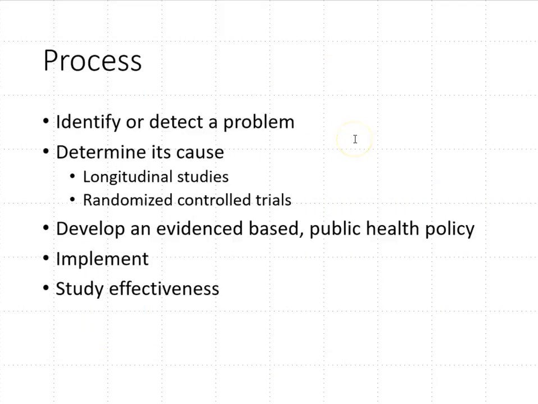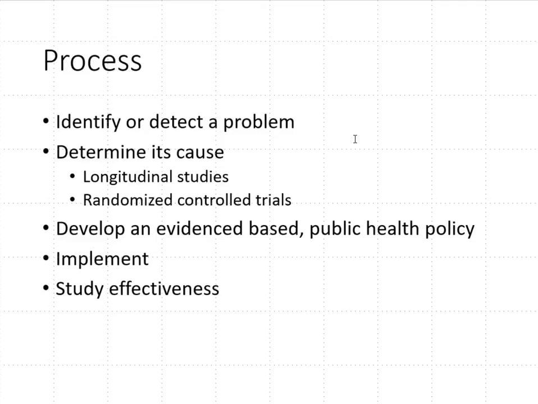The process we talk about is to first identify or detect a problem. A problem comes to your attention. In this case, it's going to be myopia. And we want to know, is it a problem? How frequently? What's its prevalence? How many people in the world are myopic of various ages? What is the incidence rate? How many people acquire myopia for the first time each year?